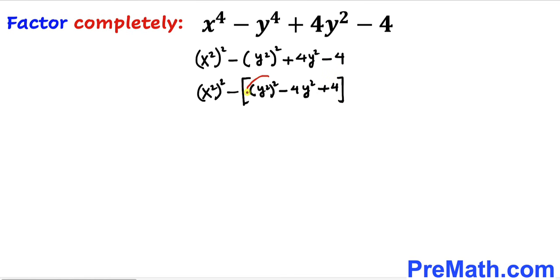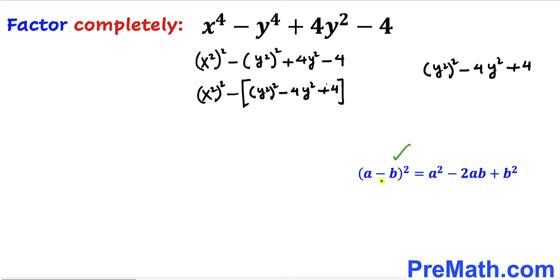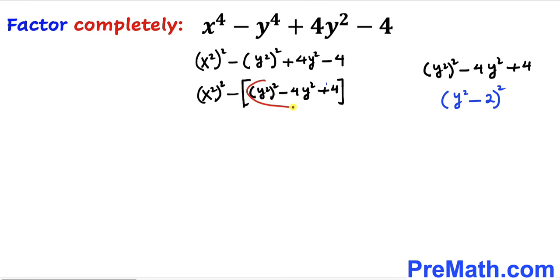And now let's focus on this part inside this bracket. And here I have copied down this trinomial. And now let's recall this famous identity: (a minus b) whole squared could be written as a^2 minus 2ab plus b^2. And we are going to apply this identity on this given trinomial. And here we can see 4 could be written as 2^2. So therefore this whole thing could be written as (y^2 minus 2) whole squared. So thus this whole trinomial inside this bracket turns out to be (y^2 minus 2)^2.